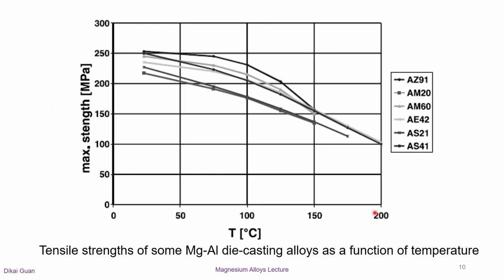This figure plots the tensile strength of several magnesium-aluminium-based alloys as a function of temperature. It is very clear that the strength of all the alloys decreases quickly when the temperature is over 100 Celsius degrees. This could be due to the thermal activation of dislocation motion, resulting in plastic deformation at higher temperatures. For example, more dislocation systems will be activated at high temperature, as we mentioned before in lecture 1.